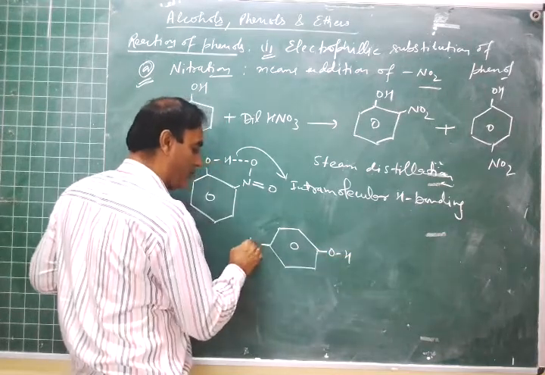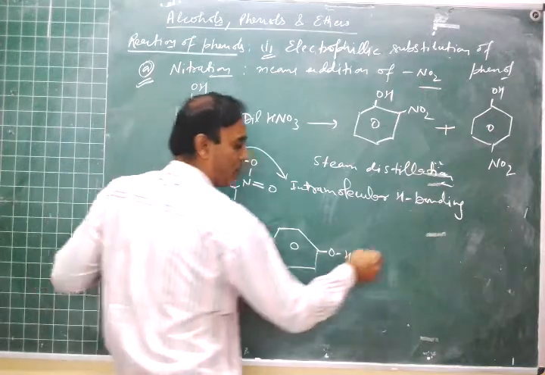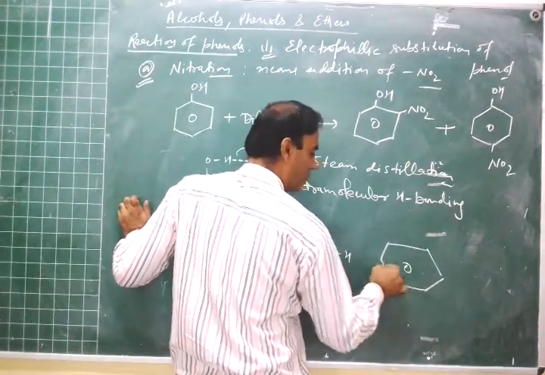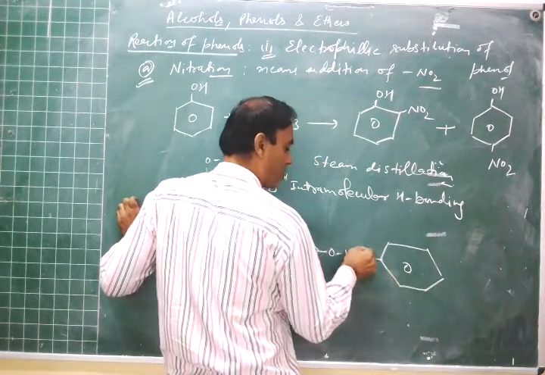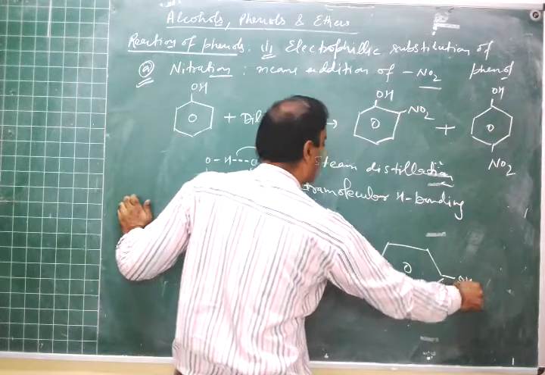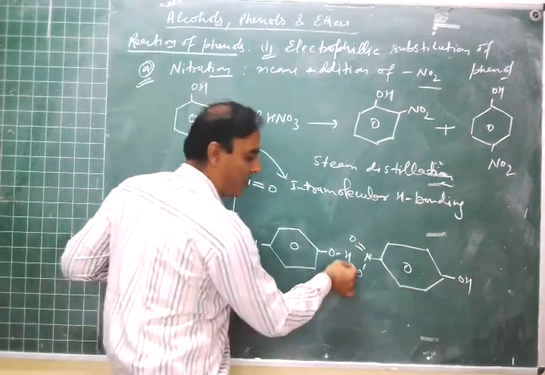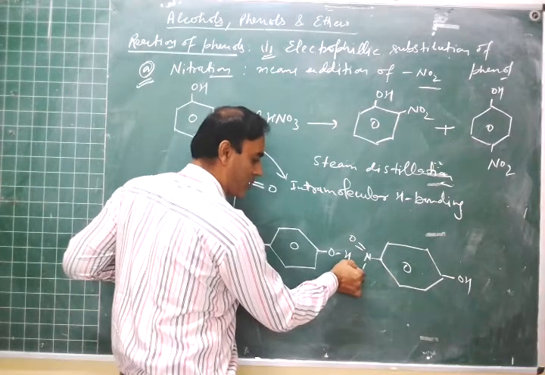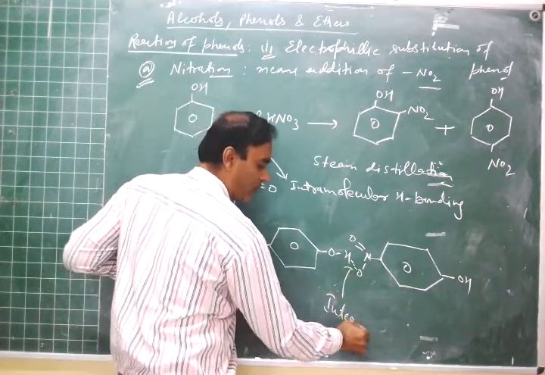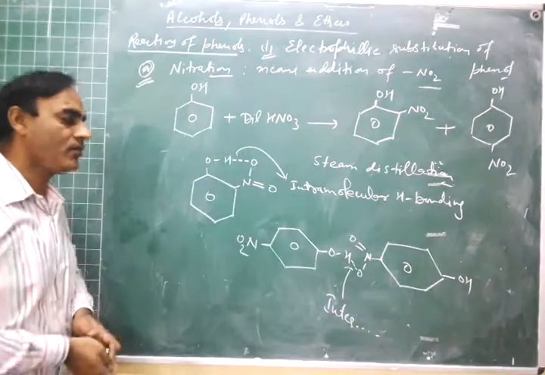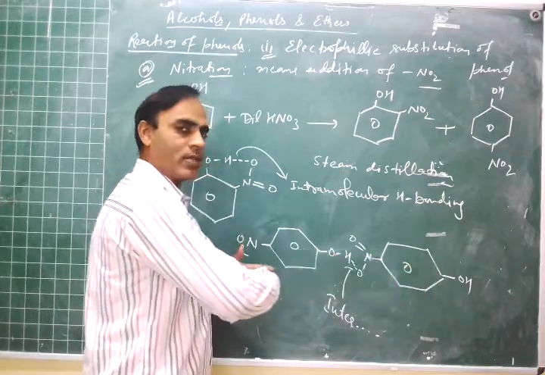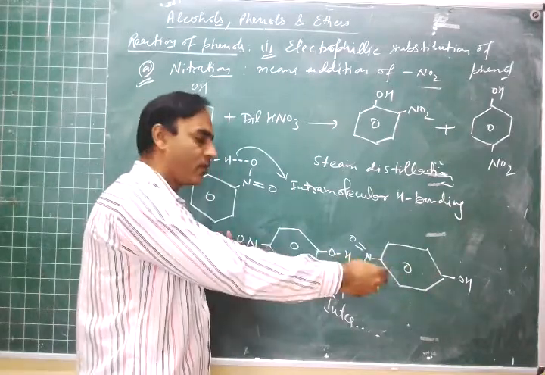This is nitrophenol, and this is another nitrophenol. Show the structure of nitro group, and here is OH. Now here will be hydrogen bonding between this hydrogen and this oxygen. So this is known as intermolecular hydrogen bonding. Now, due to intermolecular hydrogen bonding, the molecules remain associated together with each other.